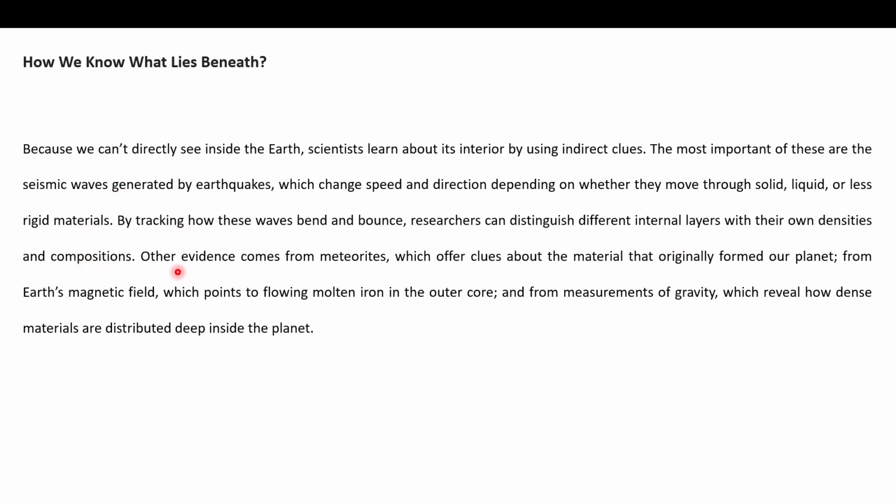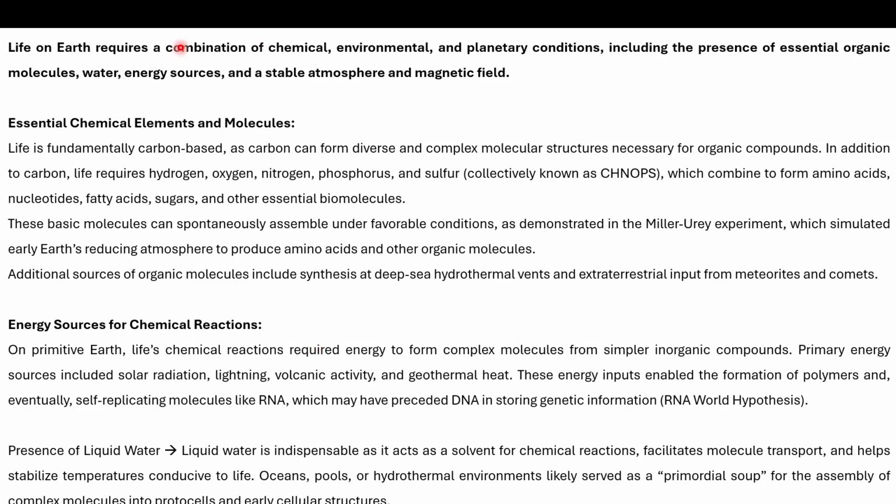densities and compositions. Other evidence comes from meteorites, which can offer clues about the material that originally formed our planet. From Earth's magnetic field, we get clues which point to the flowing molten iron in the outer core, and from measurements of gravity, which reveal how dense materials are distributed deep inside the planet.